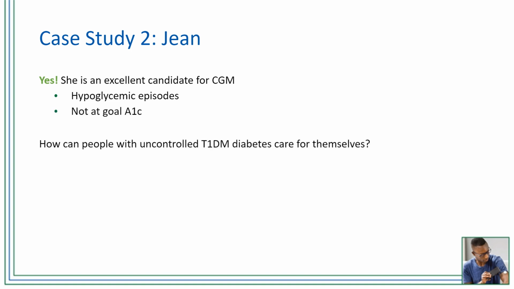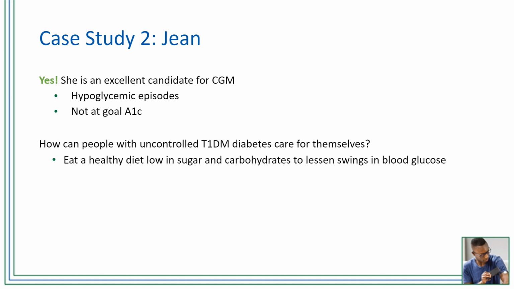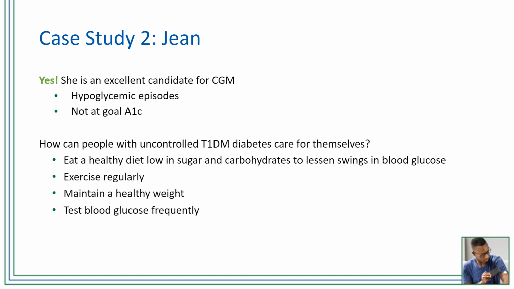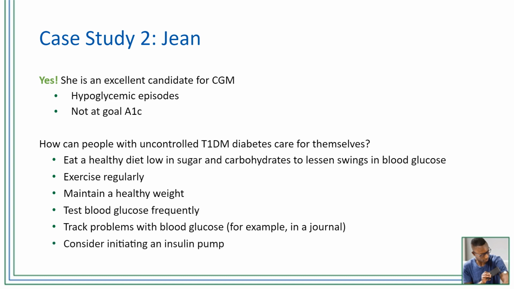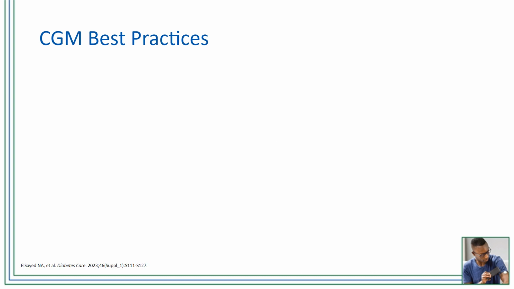Now, how can patients with uncontrolled type 1 diabetes care for themselves? These patients should eat healthy, try to eat low sugar and carbs, so that lessens the swing in blood glucose levels, exercise regularly, maintain a healthy weight, test blood sugar levels frequently, and track problems with blood glucose, for example in a journal, so you can show it to your primary care doctor or endocrinologist, and also consider initiating a CGM device or insulin pump.